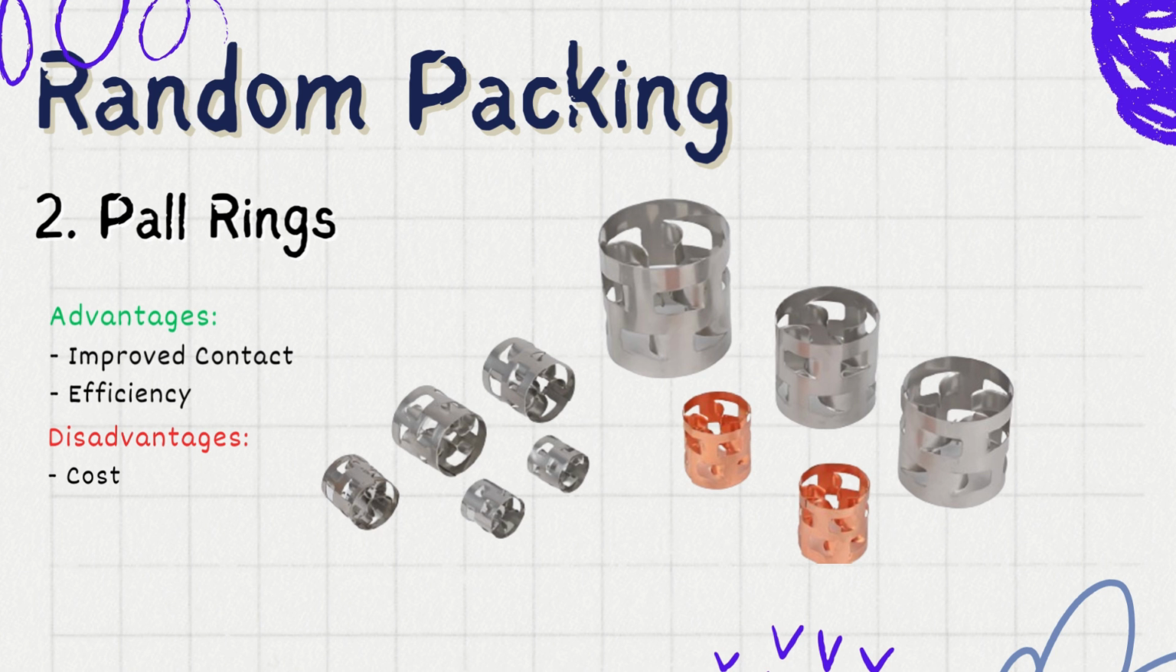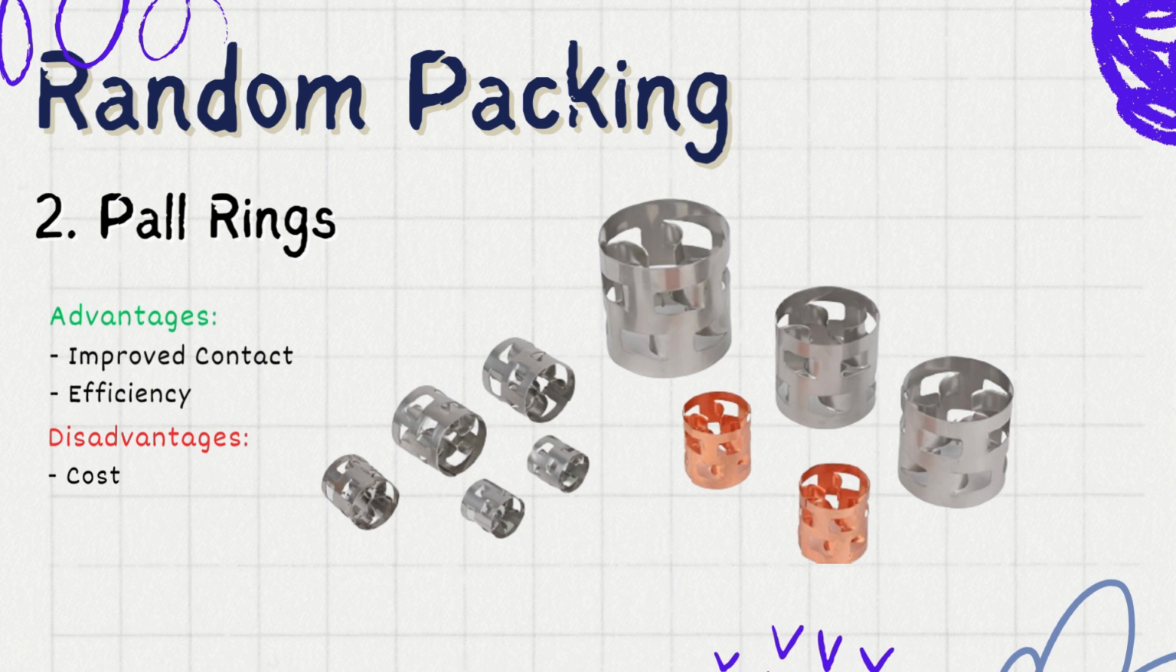Okay, guys, talking about the advantages of ball rings, they have holes on it which increases the surface area for better performance. Means they have improved the contact area. Then talking about the second advantage, they are better suited for high capacity applications, so they have higher efficiency compared to the other types of rings. Okay, and talking about the disadvantage, guys, ball rings can be more expensive compared to the Raschig ring.